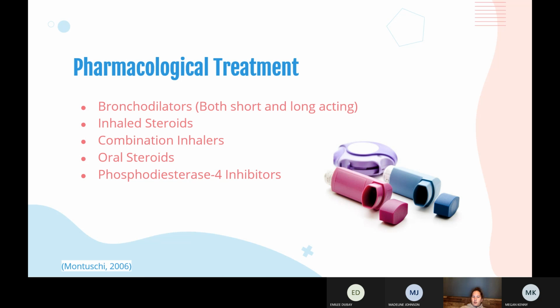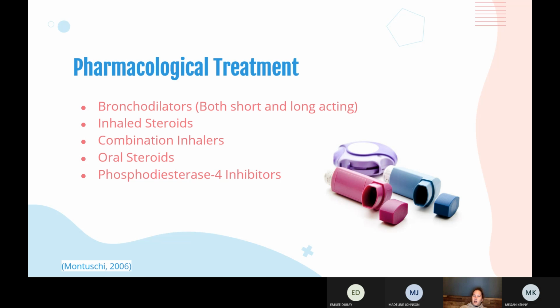Another drug that can be used is oral steroids. Oral steroids are used for people when their COPD becomes more severe, called a moderate or severe acute exacerbation. Short courses of oral corticosteroids can prevent further worsening of COPD. The most common oral steroids used for COPD are prednisone, hydrocortisone, and prednisolone.